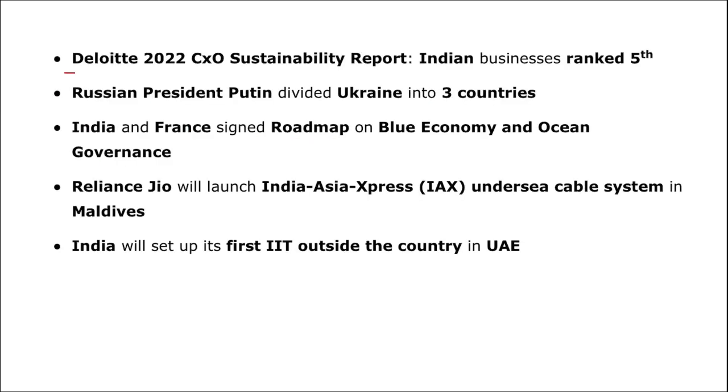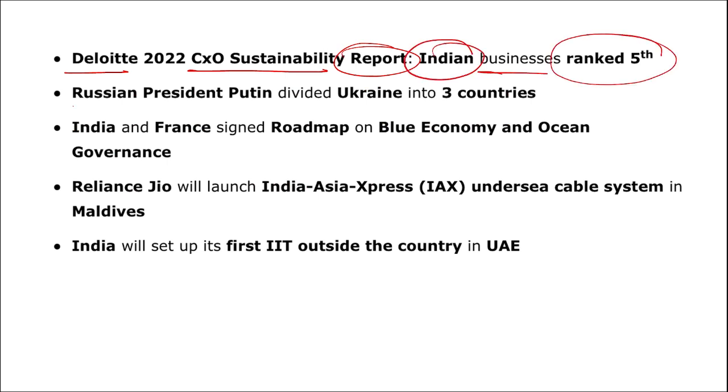Next, we'll be talking about the Deloitte 2022 CXO Sustainability Report. In this, India's businesses ranked 5th. Next, Russian President Putin has, remember, avoid this. Currently, the war is going on, as you can say, Russia has attacked Ukraine, and this is a conflict between Russia and NATO.